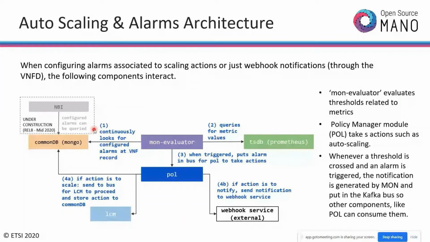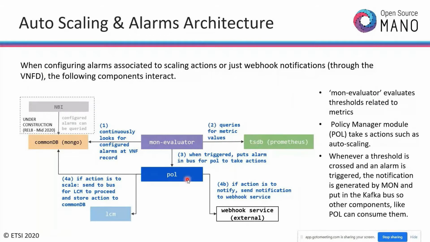What happens is the MON evaluator continuously looks for any alarms or policies that are coming. So who writes into the common database? Whenever a policy is created inside the VNF descriptor and it is launched, it comes here, or through a northbound interface new alarms can be created. And the MON evaluator evaluates these alarms continuously to see what kind of new threshold rules have come in. Second, it continuously queries the metrics to find out, as I said in the previous slide, whether the rules are hit because some data crossed the threshold.